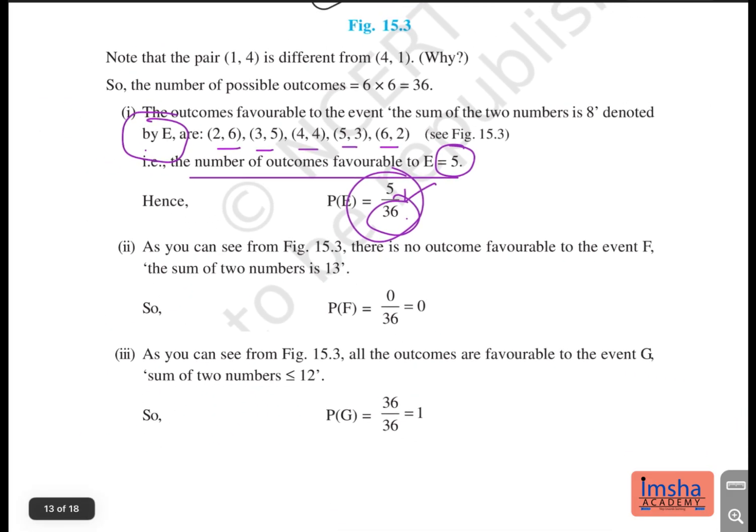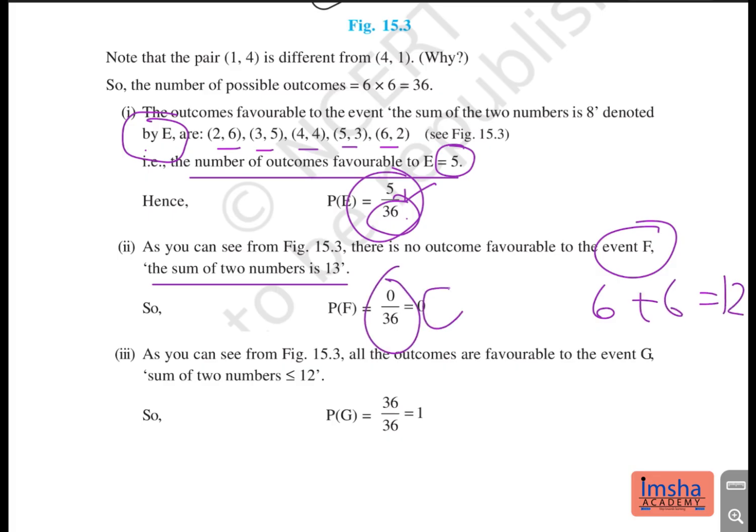So next, as you can see from the example, figure 15.3, there is no outcome favorable to the event F, the sum of two numbers being 13, because it cannot be 13, right? The maximum is 6 plus 6, that is 12. So 0 by 36 equals 0.